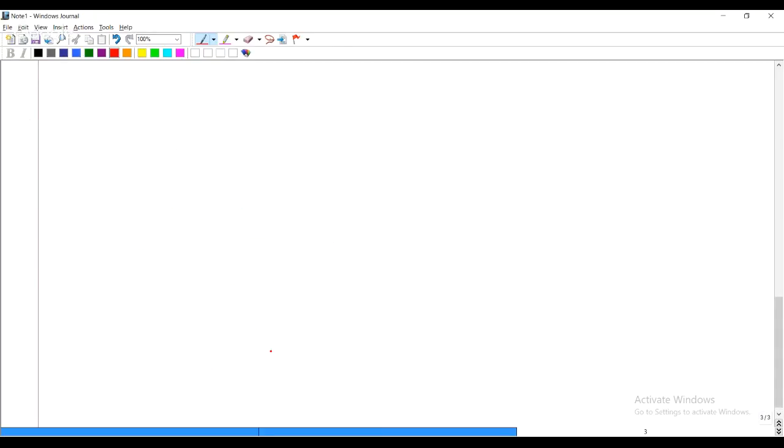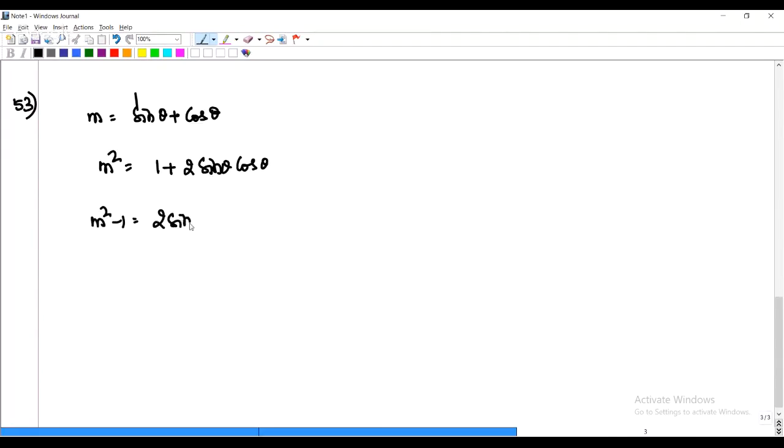53. Sin theta plus cos theta is equal to m. M is equal to sin theta plus cos theta. M square is equal to 1 plus 2 sin theta cos theta. M square minus 1 is equal to 2 sin theta cos theta.